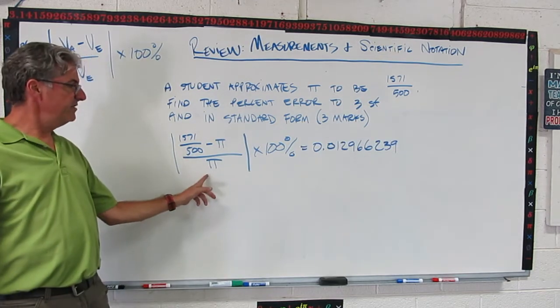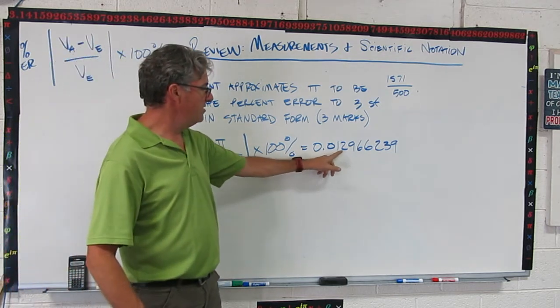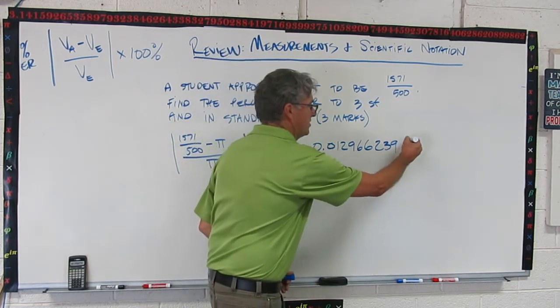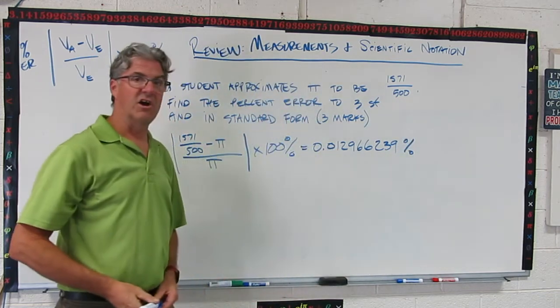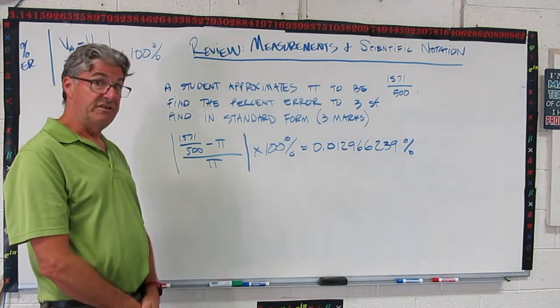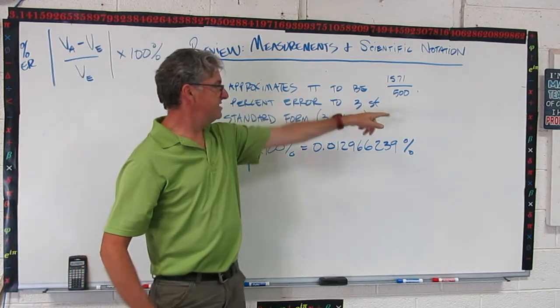So let's get out the handy dandy calculator and do that. Okay, plug in the values, multiplying by 100%. What I get is 0.012966239%. Forget our units. So, are we done? If you said no, you're correct. The percent error to 3 sig figs.